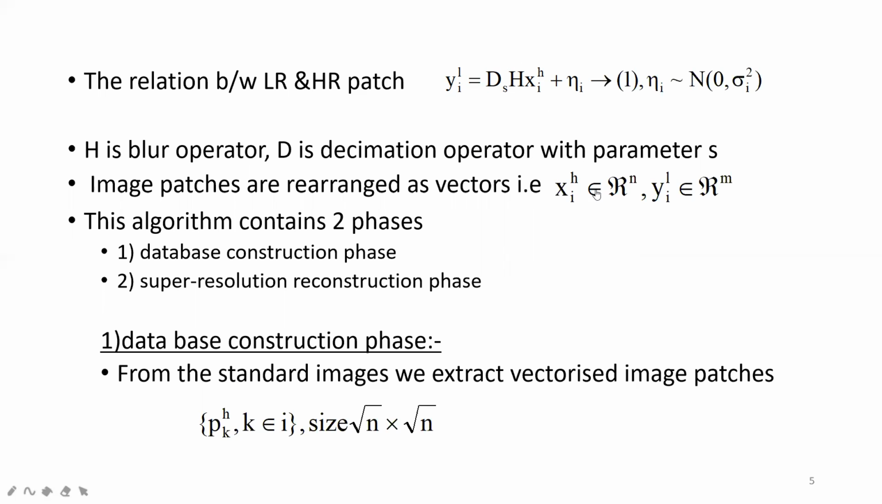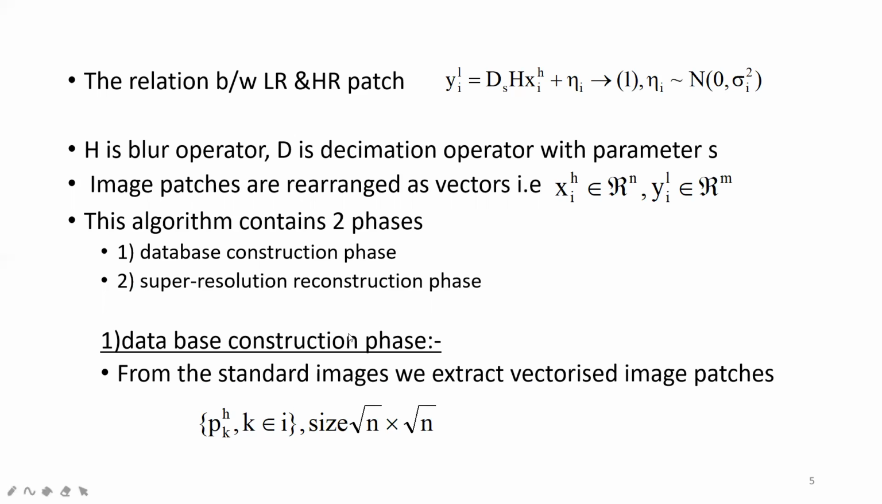This is the relation. As I mentioned earlier, the image contains n number of patches, so the expected highly resoluted image I'm representing in terms of a vector, R to the power n, and the low resoluted image also in terms of a vector, R to the power m. It contains m number of patches, and the algorithm itself contains totally two phases. The first phase is the database construction phase, and the second phase is the super resolution reconstruction phase.